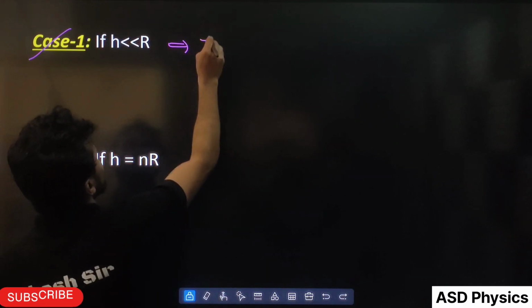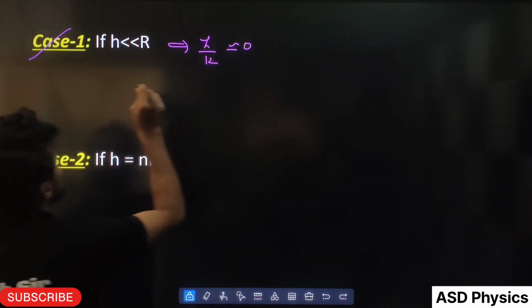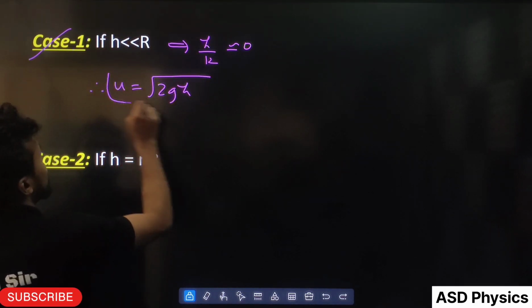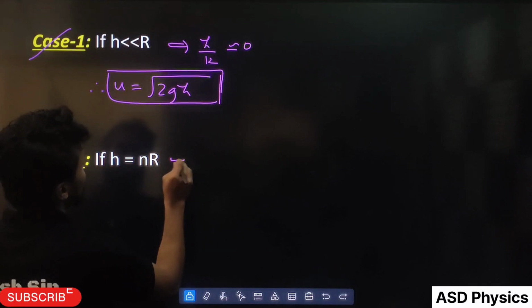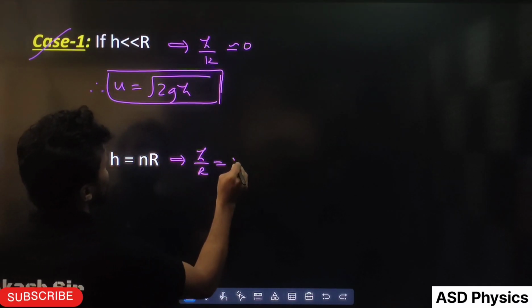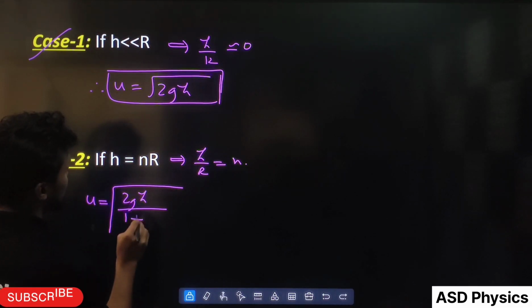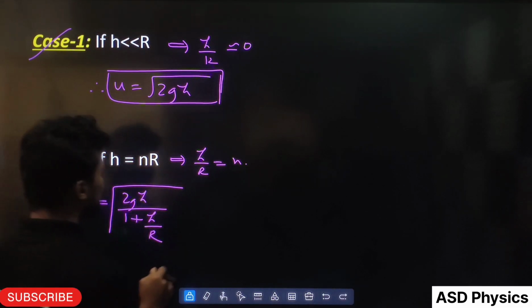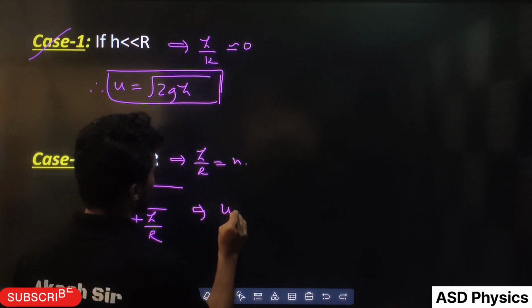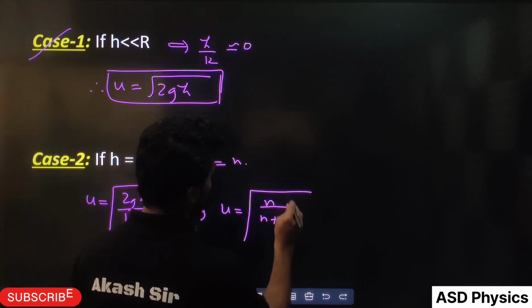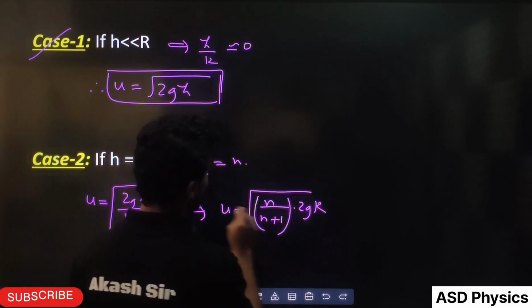Next, let's see the cases. If h is much less than R, then h by R will be approximately 0. In this situation, u will be root 2gh. Similarly, if h equal to nR, that means h by R equal to n. You know the formula, root 2gh by 1 plus h by R. Just put the value of h equal to nR here. What you will get is u equal to the square root of n by n plus 1 into 2gR.